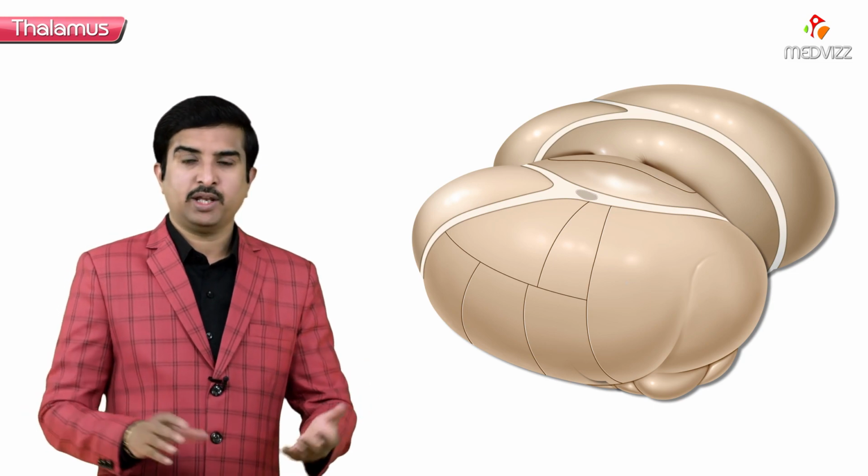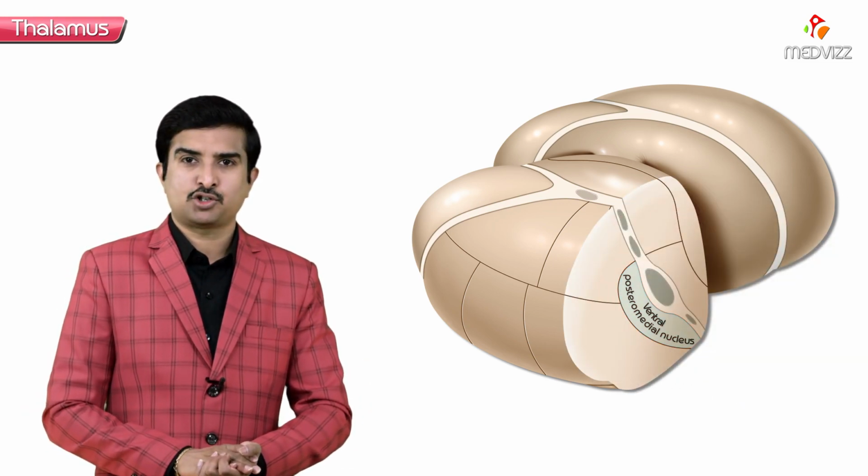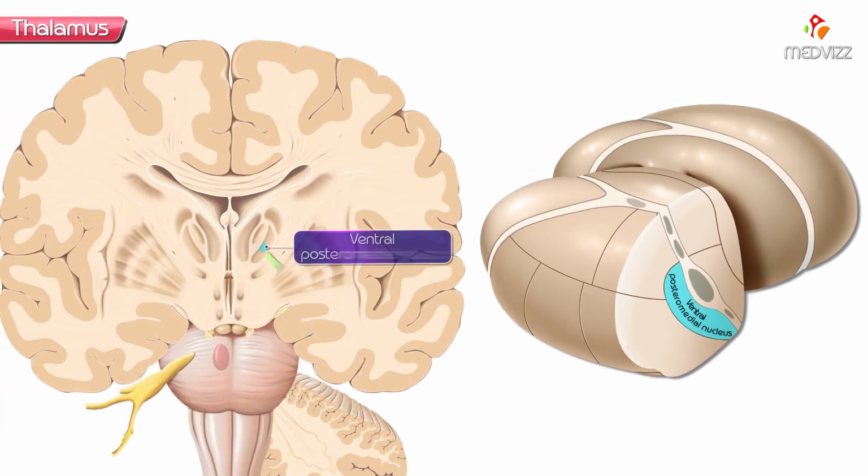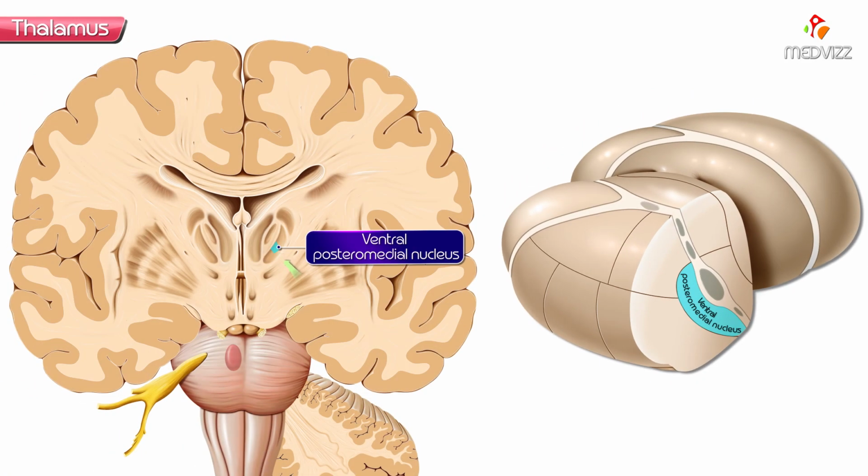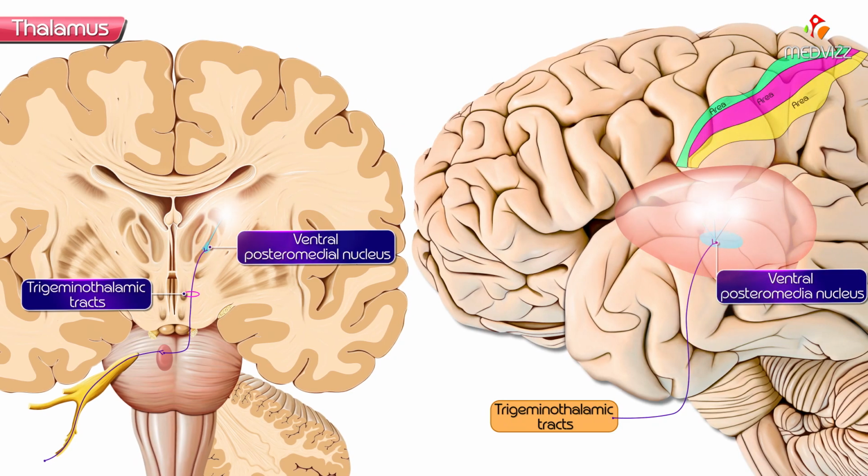And next is one of the very important ones, which is called the ventral posteromedial nucleus. The ventral posteromedial nucleus of the thalamus receives trigeminothalamic tracts, and after receiving these tracts, the fibers project to the somesthetic area, which is also called the somatosensory area of the cerebral cortex, known as Brodmann areas 3, 1, 2.